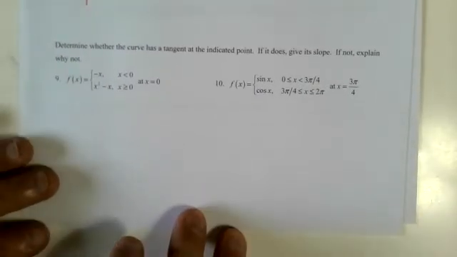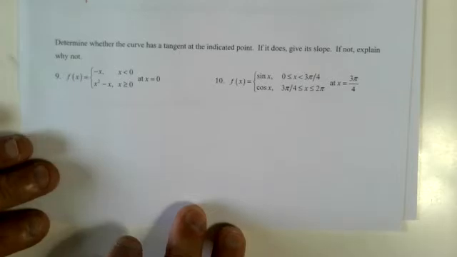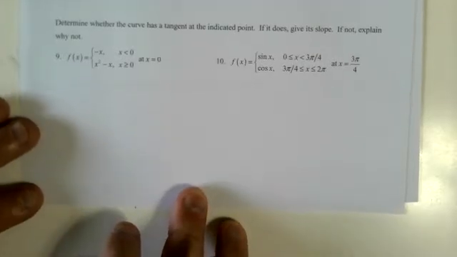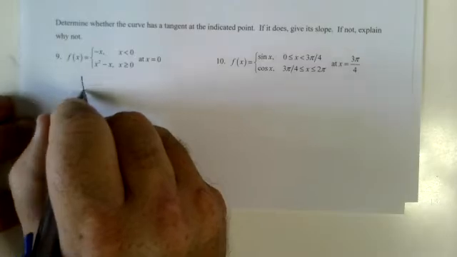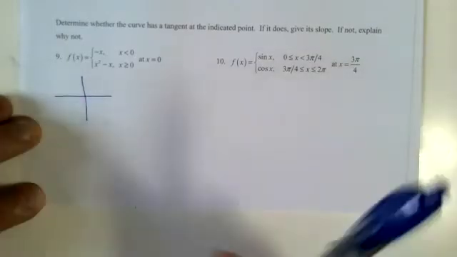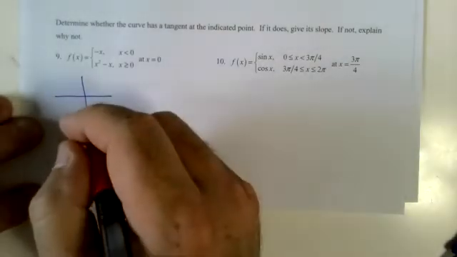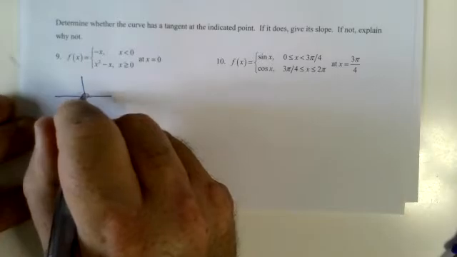Determine if the curve has a tangent. If it does, if it's not, explain why not. So we basically got a bunch of piecewise here. Open.